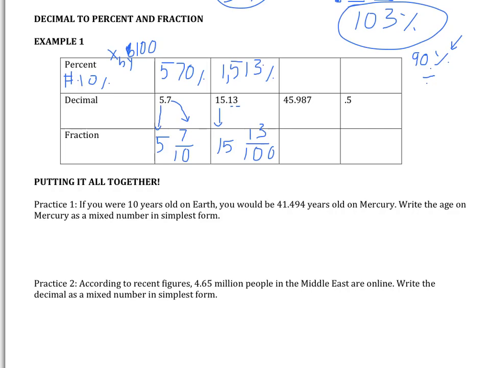45.987 to a percent. Again, to go from a number to a percent, we do what? Multiply by 100. So this would be 4,598.7%. Don't forget the commas. To convert it to a fraction, we keep the whole number, the 45. 987, well, this is the tenths, this is the hundredths, this is the thousandths decimal place. So it's going to be 987 over 1,000.